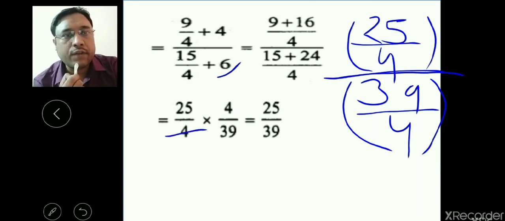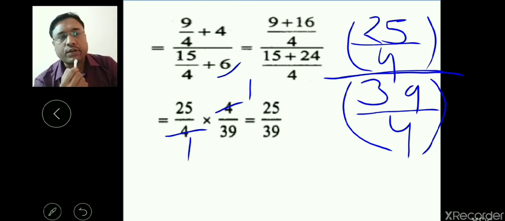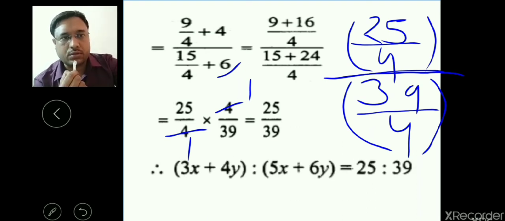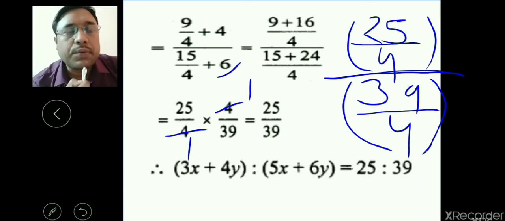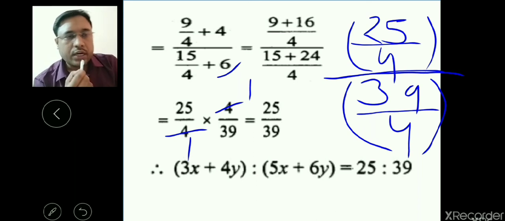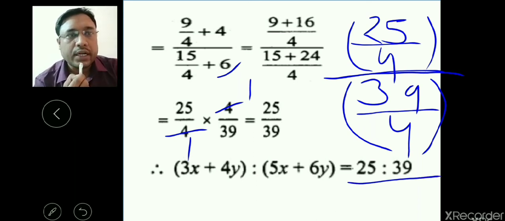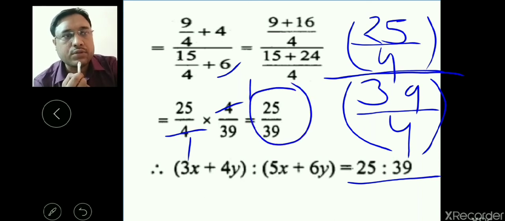Now this 4 and 4 you will cut, 4 into one time. So the answer is 25 by 39. So this is the required ratio. So you can say that 3x plus 4y is to 5x plus 6y is equal to 25 is to 39. 25 by 39 means 25 is to 39. So this way you can solve such questions.